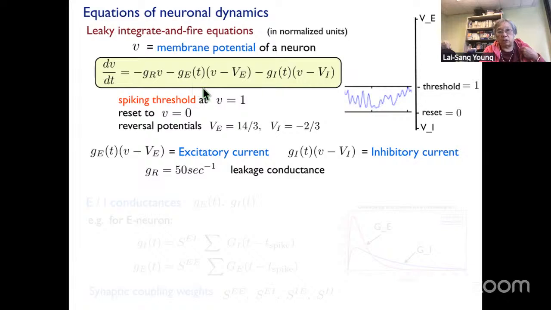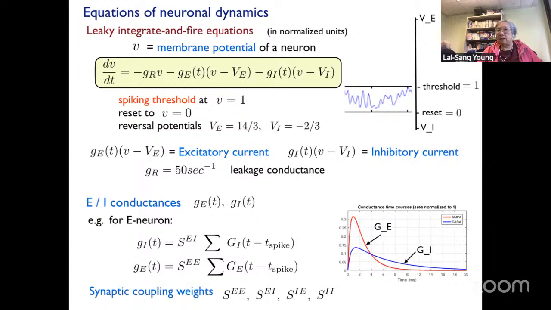But still, the force is to push it towards some point, and the inhibitory currents try to push it to some point down here. Okay, so these are physiologically known values. These models have been used a lot and studied a lot. I'm not making anything up, just copying it from the literature.